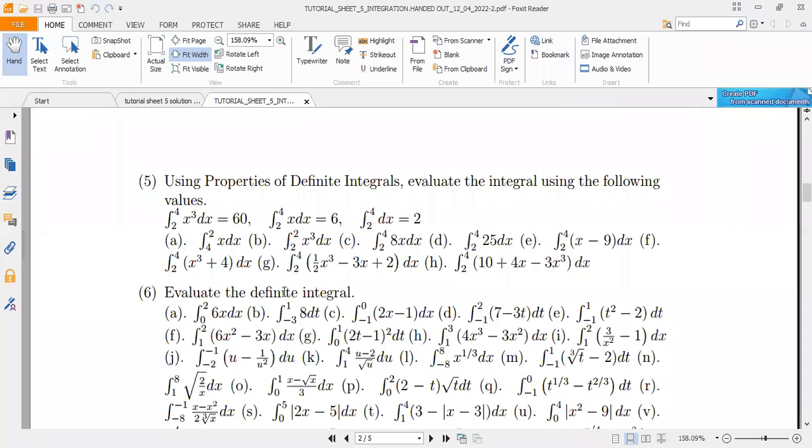So we've been given that the integral from 2 to 4 of x to the 3 dx is equal to 60. The integral from 2 to 4 of x dx is equal to 6. And the integral from 2 to 4 dx is equal to 2. So now they are asking us to find what the integrals of these are. So now how do we go about it?